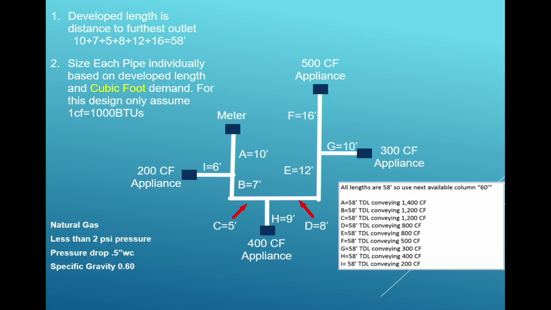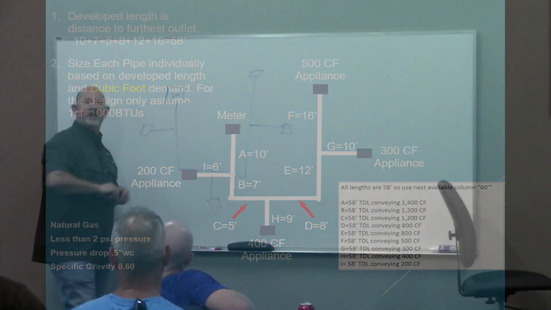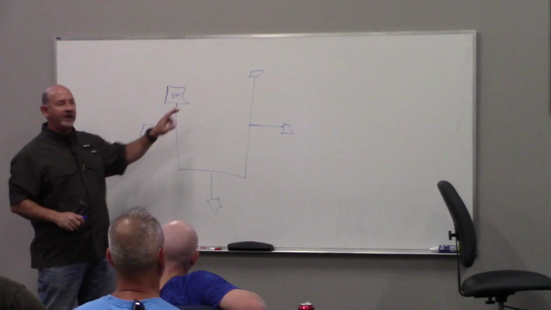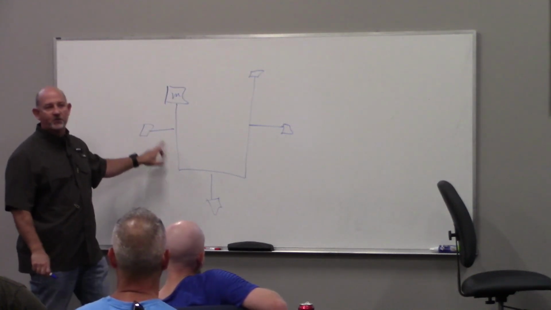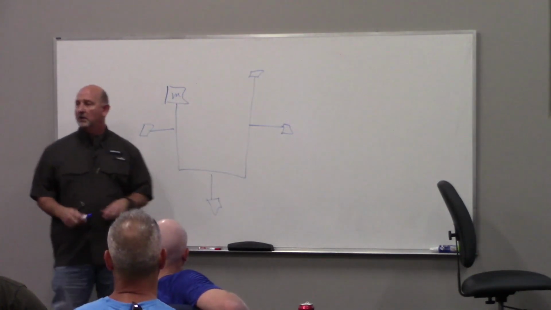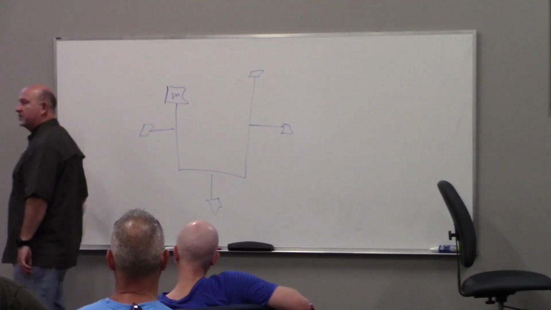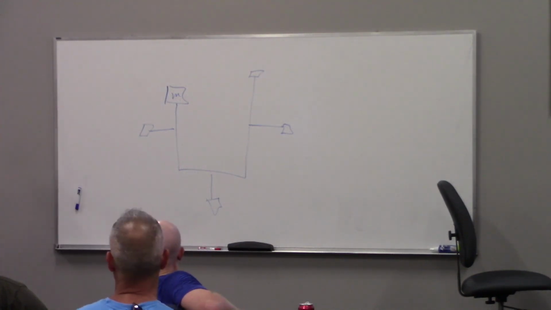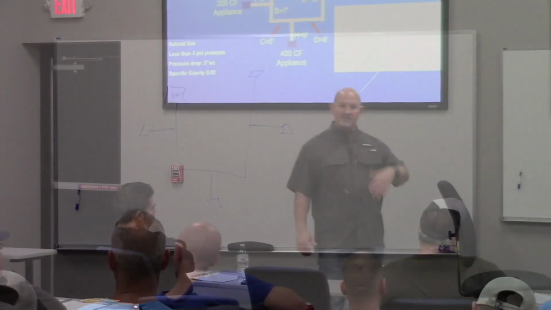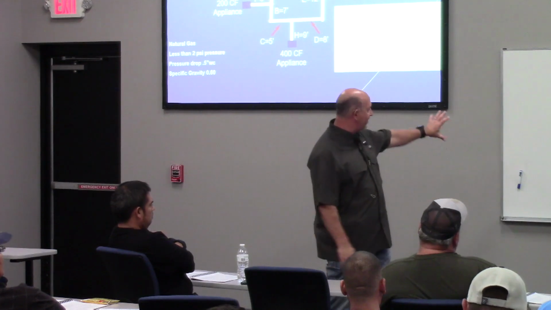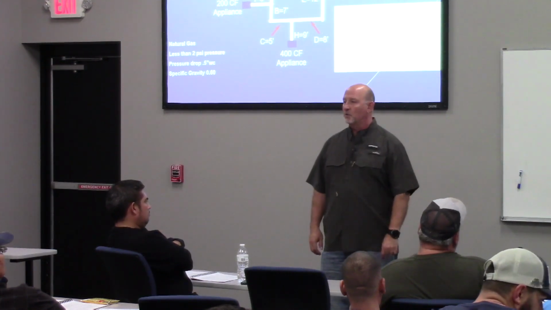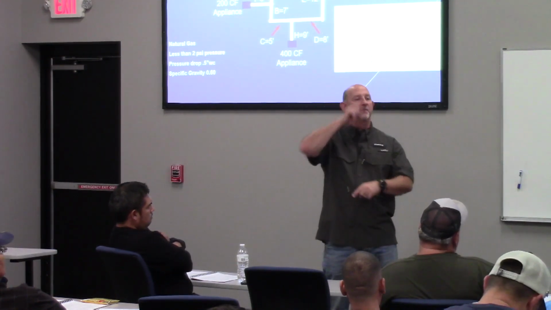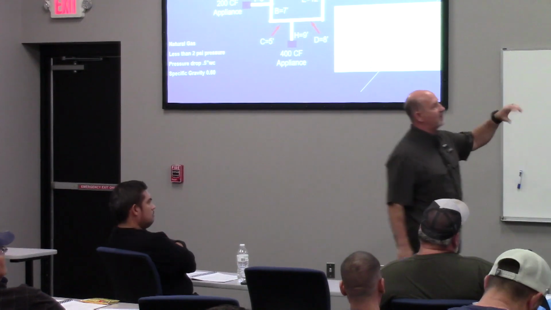The code we used to size, look up here. We would call these the furthest run. We'd call that the developed length. And then the other ones that weren't part of the furthest run, we'd call those a branch. The code now says the standard method to size gas pipe is developed length. In other words, every piece of pipe up here now, we're going to size at the furthest run from the meter. So look up here on the board at my design.